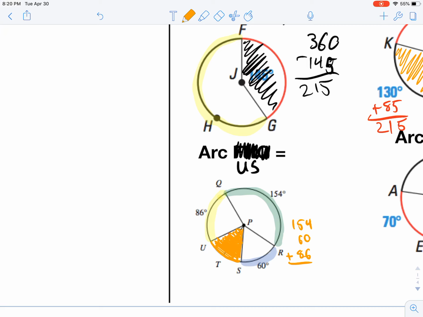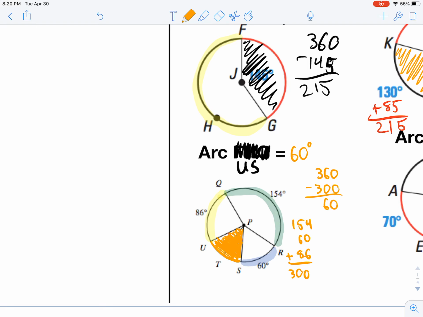Okay, so 154 plus 60 plus 86 equals 300. Now I want to take my whole amount. That whole circle is worth 360. I want to take away what I know. I know 300 degrees of it, to find out what's left over. Well, what's left over is 60 degrees, and that's how much my orange portion is. So my orange is 60 degrees.